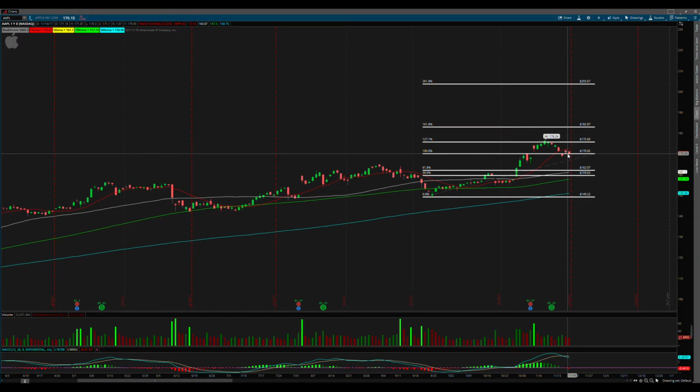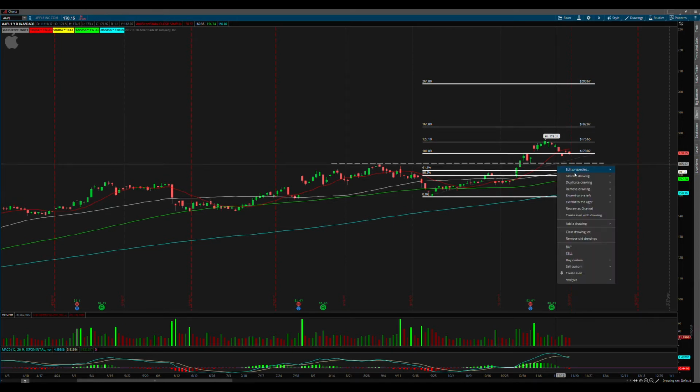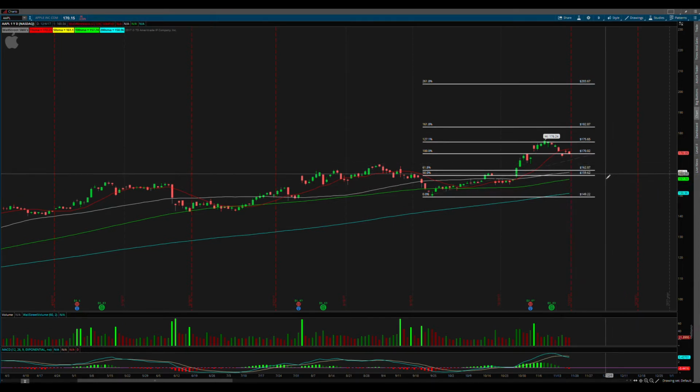So where does Apple go from here? If Apple can hold this on Monday, it can test 175 again next week, and then breaking over 175 will take it to the 180 level. If Apple breaks here, the next stop will be around this 165 level, which is right here. This is where Apple will have a next support line. If that's broken, then we'll see 162, the 61.8 Fibonacci retracement line, to be the next support line.